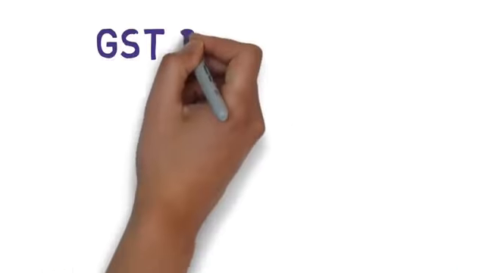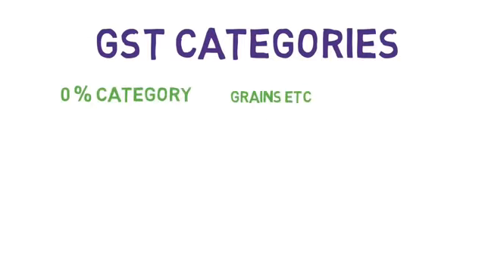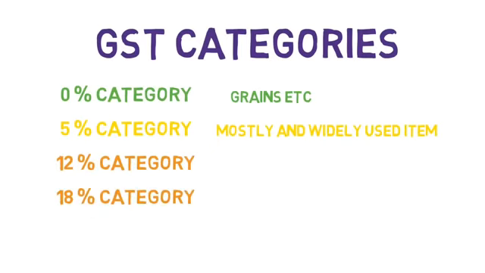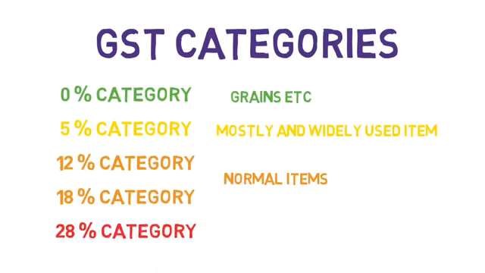We will also have 5 categories in GST in India. A 0% category, which will apply on food grains, etc. A 5% category, which will apply to mostly and widely used items. The 12 and 18% categories, which will apply to items which are normally used. And a 28% category, which will apply on luxurious items.